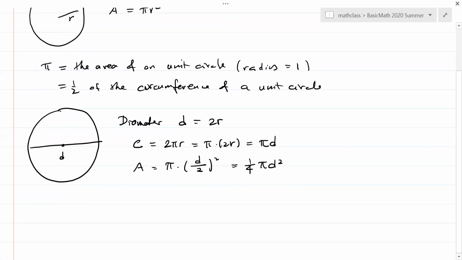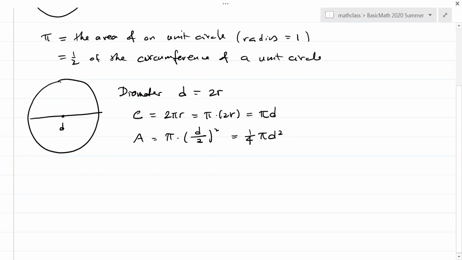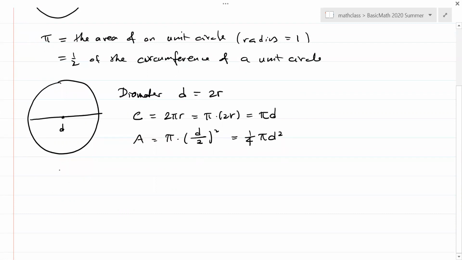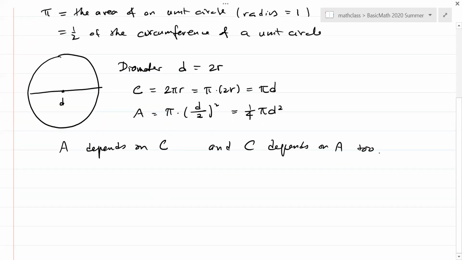Both the area and the circumference depend on the diameter, but they also depend on each other. A depends on C, and C depends on A. Okay, good. So can we find a relationship between those two? No problem. Sometimes you're given the circumference and you have to find the area, not the radius, not the diameter.